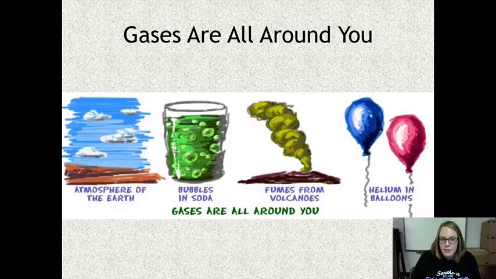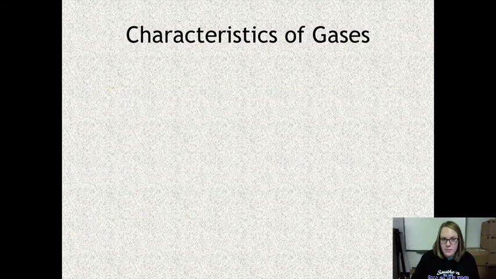For example, when you drink that Coke or that Dr. Pepper or that Sprite, the bubbles that you see are carbon dioxide bubbles. Natural gases can come from fumes from volcanoes, and the gases can be something as simple as helium in balloons. So we can find gases anywhere around us on Earth.